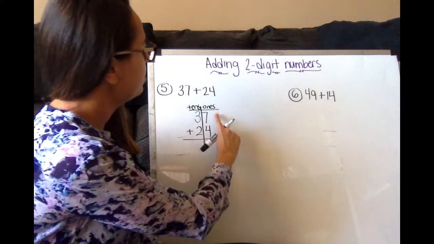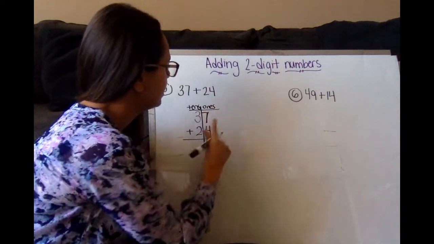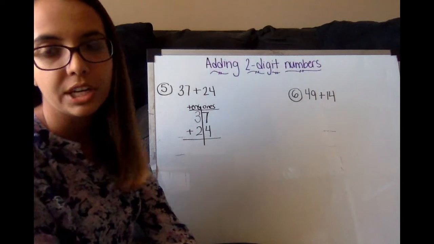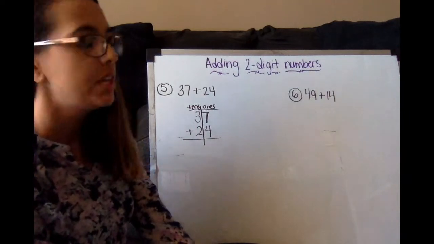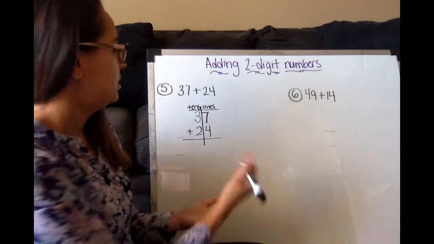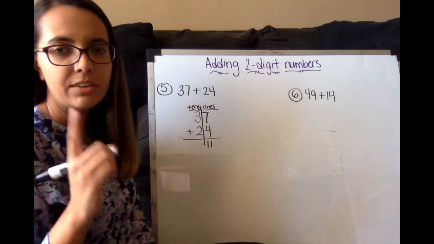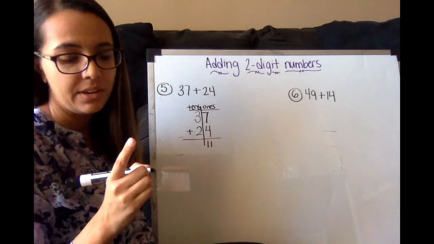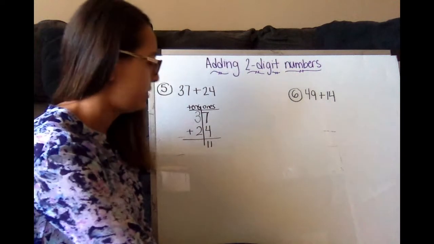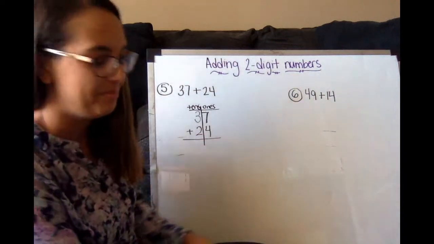All right, I'm going to go ahead and start with my 1s column, and I'm going to look at the numbers 7 and 4, and I'm going to add those two together. 7 plus 4 equals 11. Uh-oh, but I can't just put 11 over here. That's silly. I can only have 1 digit in 1 place value column. Okay, so let me erase that. And I'm going to show you what we're going to do instead.